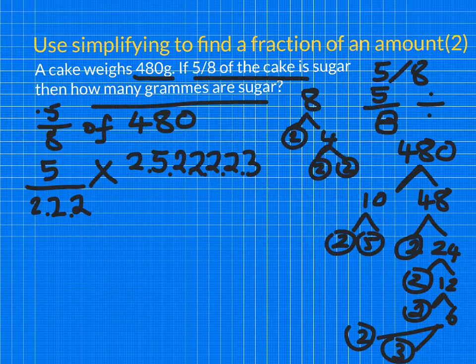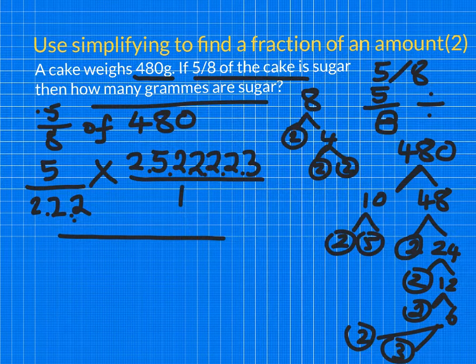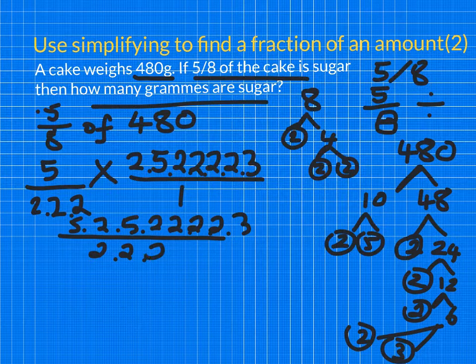1, 2, 3, 4, 5, 6, 7. Now 480 is also 480 over 1. So at this point we can gather the fraction together. So we can make it as a 5 times 2 times 5, 1, 2, 3, 4 2's and a 3, and then 3 2's and a 1.